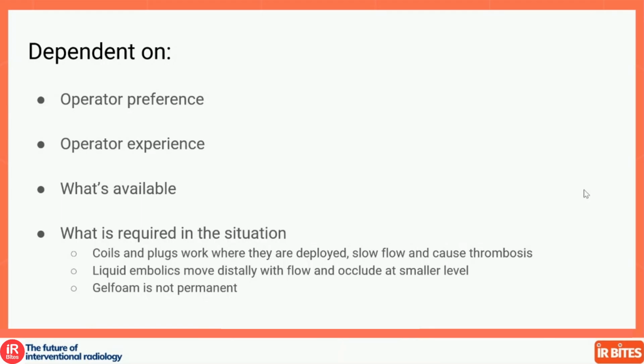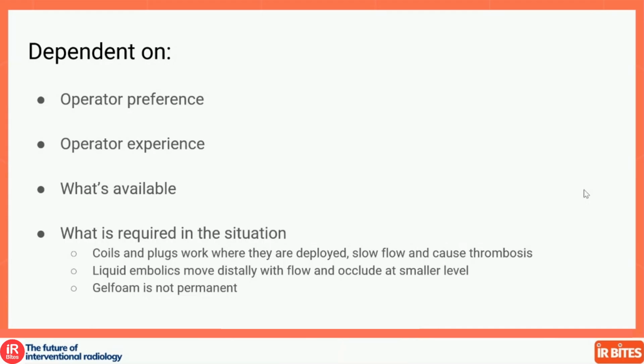So liquid embolics, they move away from the end of the catheter with flow. So they'll occlude at a small level, but they can be a bit trickier if you're not experienced with them and you're not used to how fast they flow, how much to inject and things like that. And these methods, the coils, the plugs, and the liquid embolics, are all permanent. The gel foam is not so permanent. It dissolves over the course of a few weeks and doesn't leave anything behind.